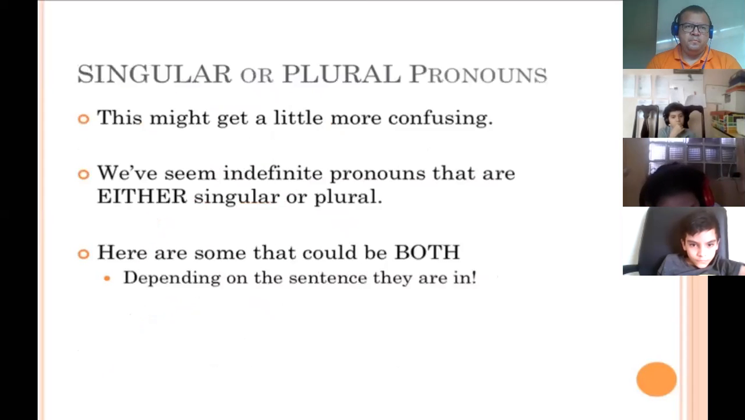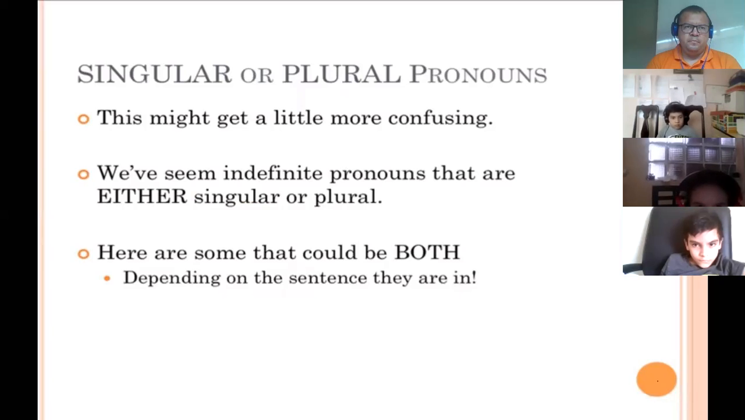Our last chunk of indefinite pronouns are probably the most confusing. These are the indefinite pronouns that can take either singular or plural verbs, depending on the context that they are used in. So, a little confusing. They're kind of like chameleons. They kind of change to fit their surroundings. And unfortunately, that's kind of how they are. So we just need to get used to that.